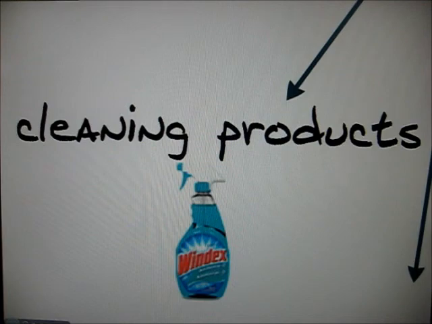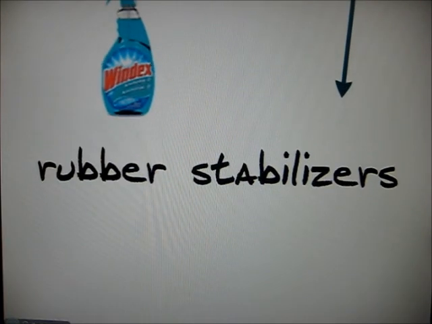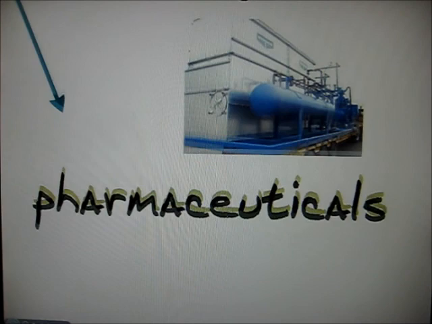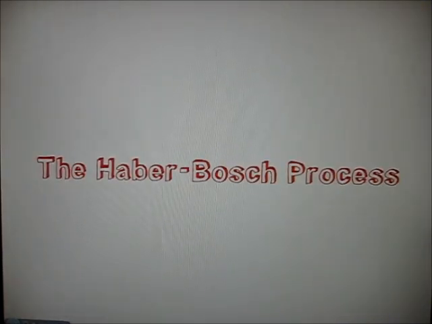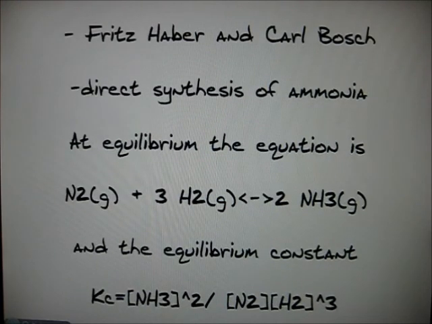Some other uses for ammonia can be rubber stabilizers, pharmaceuticals, or refrigeration. Now that you know where ammonia is used, let us now continue to how ammonia is manufactured. The Haber-Bosch process was made by Fritz Haber and Carl Bosch, and the purpose was to find the most efficient way to manufacture ammonia in large quantities and low costs.